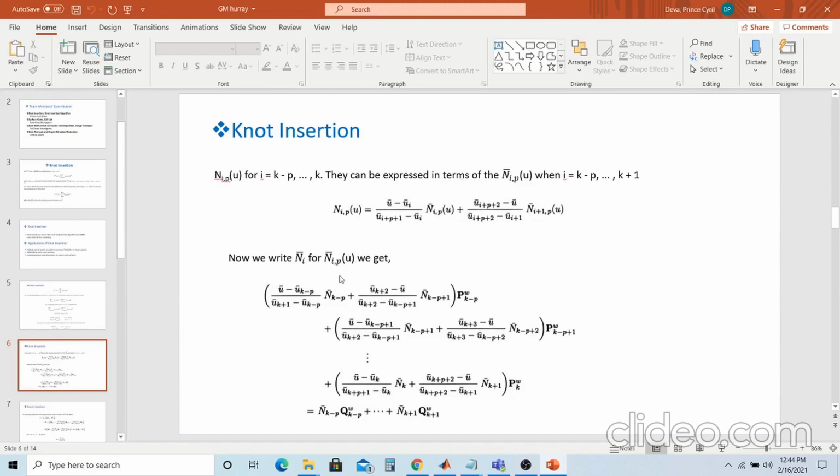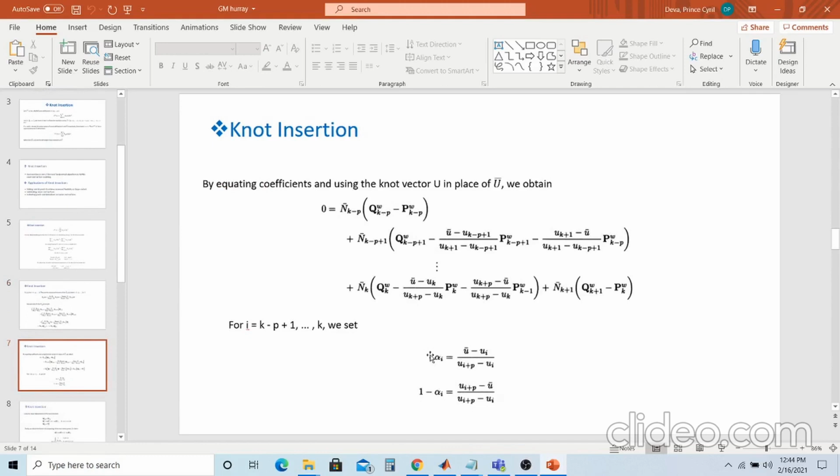Now we write N bar_i for N bar_{i,p}(u). We get these equations. Due to the time constraints, we have to skip some of the steps. Anyway, finally we arrive at this equation that you can see here. And next slide.